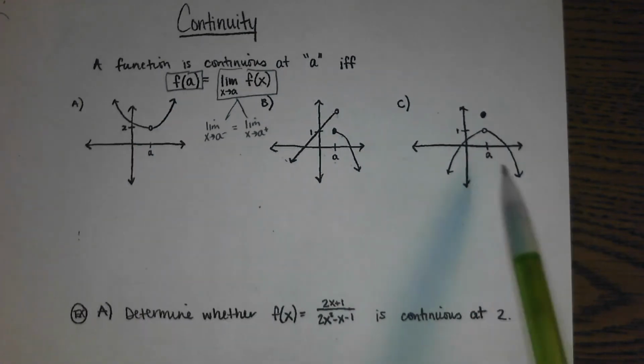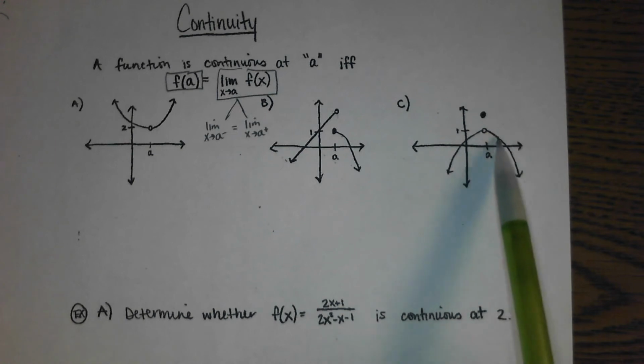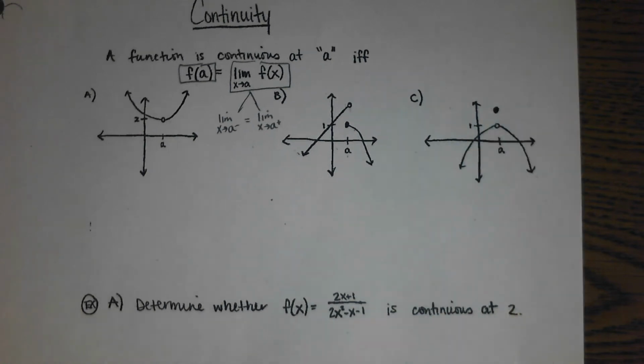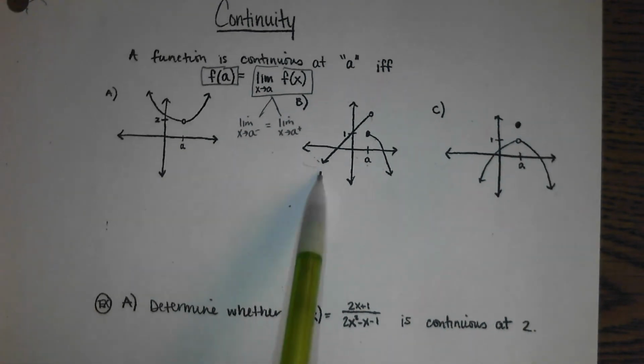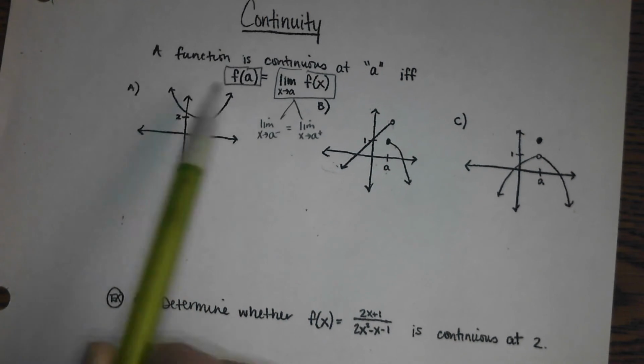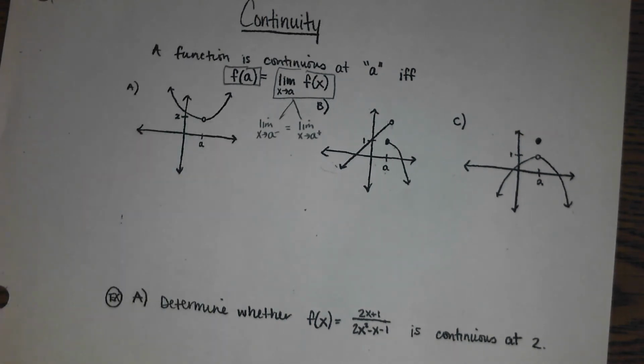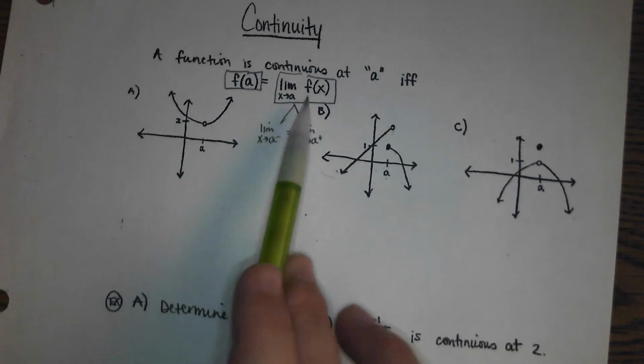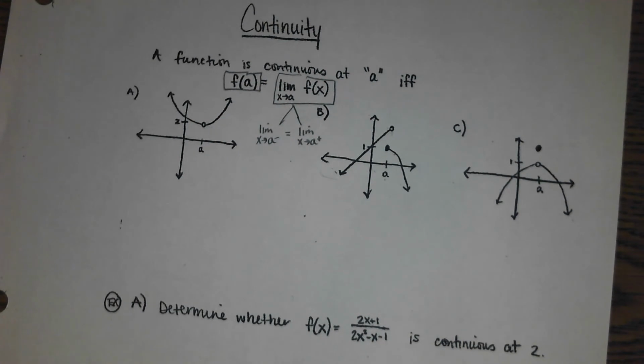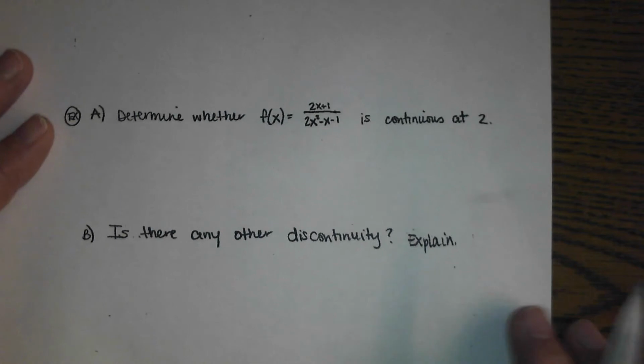Okay? Here, the limit exists, the function value exists, but they're not the same. Here, the limit does not exist at all. Here, the limit exists, but the function value does not. So, different variations, but if either one of those doesn't even exist, then continuity is not even worth talking about. Capiche? All right, so determine whether this function here is continuous at 2.